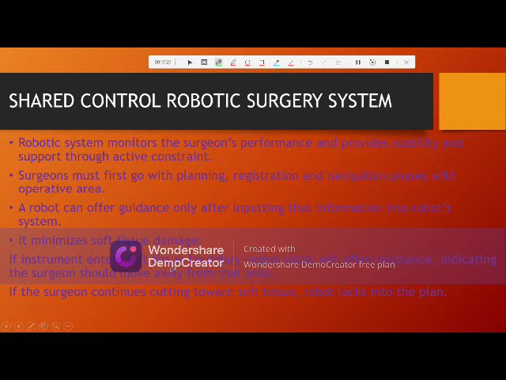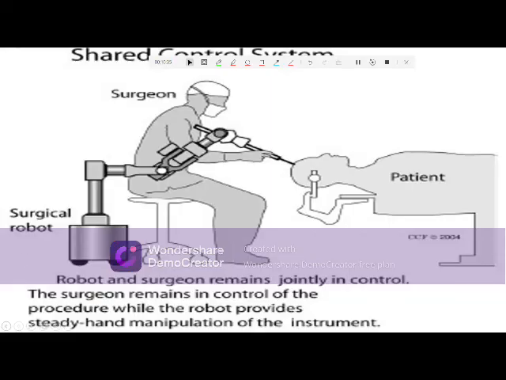If the instrument enters the soft tissue boundary region, the robot will offer resistance, indicating the surgeon should move away from that area. If the surgeon continues cutting towards soft tissue, the robot locks into the plan. Looks like a shared control system, where the surgeon, surgical robot, and patient, the robot and surgeon remain jointly in control. The surgeon remains in control of the procedure while the robot provides a steady hand manipulation of the instrument.